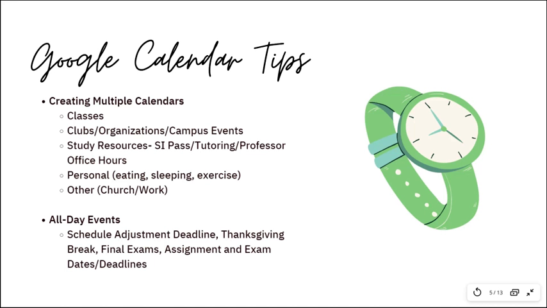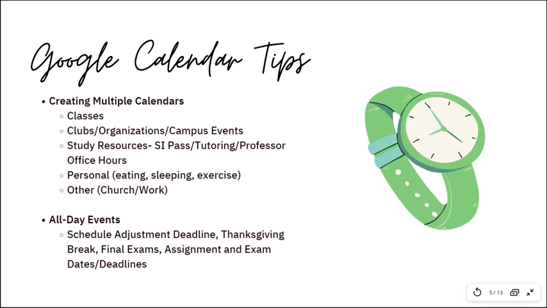When we talk about creating multiple calendars, there are a few suggestions students have used in the past that have been particularly helpful. First, having a calendar devoted specifically to their courses that are both synchronous and asynchronous. So finding a time for courses that don't have a defined time or place, those asynchronous courses, is particularly important. Additionally, having a calendar for clubs, organizations, and campus events students engage in allows them to make sure that they can maximize their engagement.